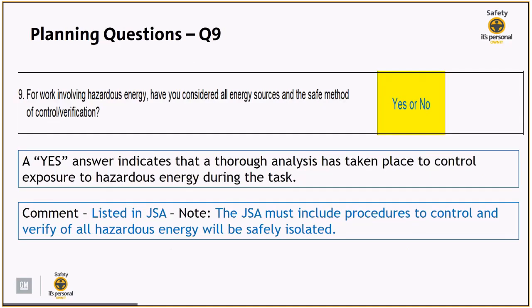Question 9 is asking, for work involving hazardous energy, have you considered all energy sources and the safe method of control or verification? If the seller answered yes, it will indicate to you that a thorough analysis has taken place to control exposure to hazardous energy during the task. So you should expect to see in the comments section something to the effect of listed in the JSA. And just a note there, the JSA must include procedures to control and verify all hazardous energies will be safely isolated.